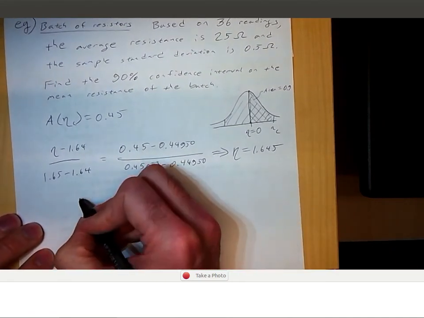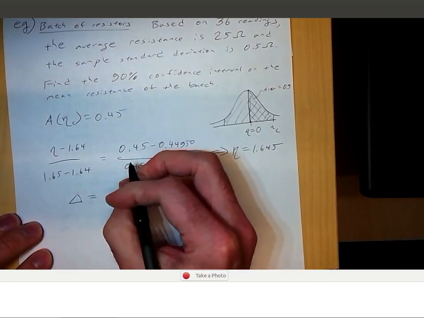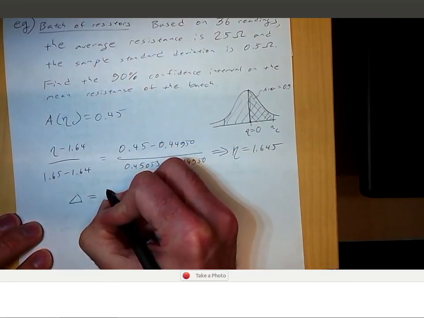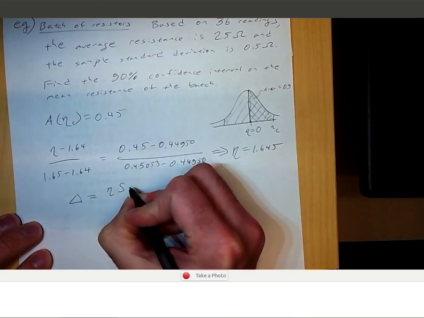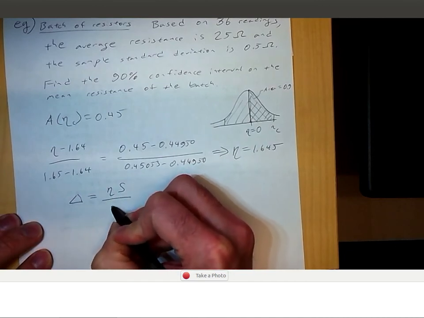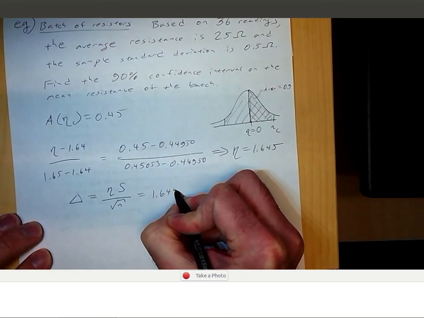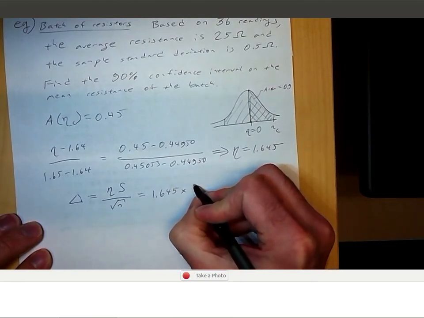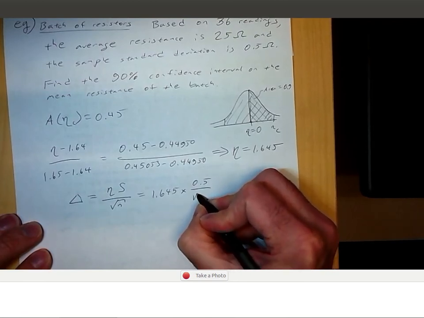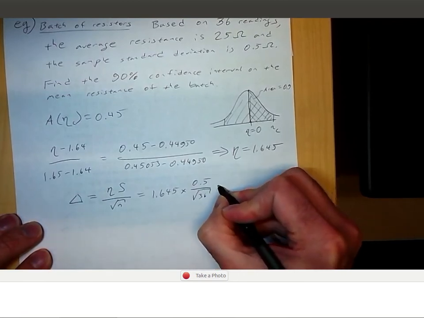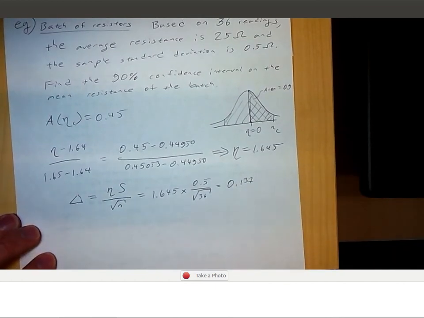Now that we have eta, we can use the equation for our confidence interval, where delta is that interval, and that's equal to eta times the sample standard deviation divided by the square root of n. So for this example, we had 1.645 times 0.5, which was our standard deviation, and the square root of 36. That gives us 0.137 for delta.